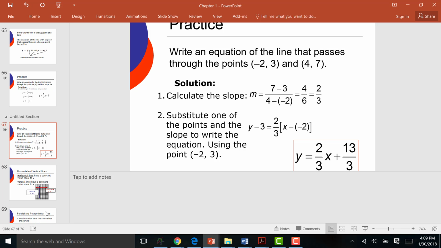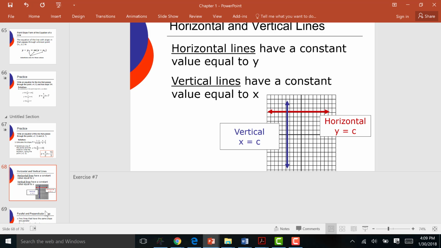So now let's look at the next slide, which talks about horizontal and vertical lines. Now those are the easiest 2 to create an equation for. It's going to want you to write an equation of every horizontal line and every vertical line. These are the easy ones to do.